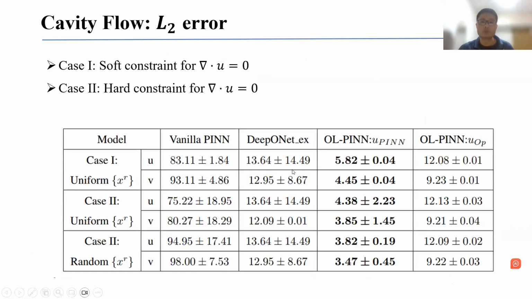I also show the relative error for the velocity here. This is the error, this is the vanilla PINN, and this is the extrapolation. We can see this is for the output of our PINN. The relative error is all very small, smaller than 5% here.